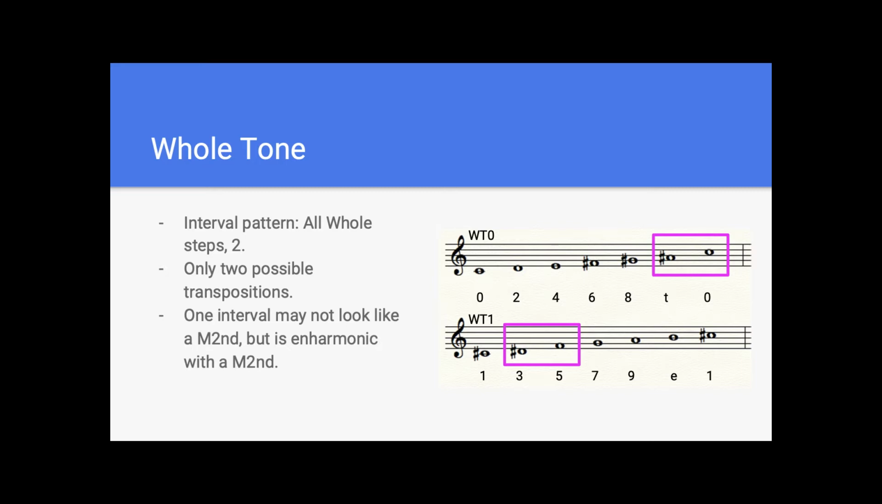Because of the symmetrical construction of the whole tone scale, there are only two possible collections: the one that contains C and the one that contains C sharp. To think about why this is, we could listen to lots of whole tone scales. You've already heard the whole tone scale that starts on C. Here's the one that starts on C sharp. That's a different set of pitch classes.